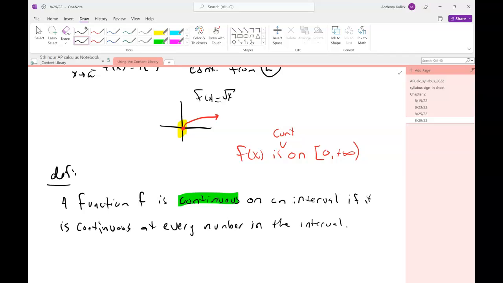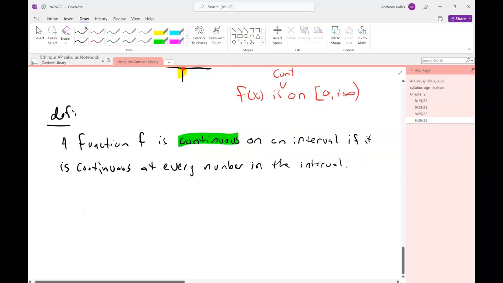This feels like a bad question, but the bracket means including, right? Correct. Yes.